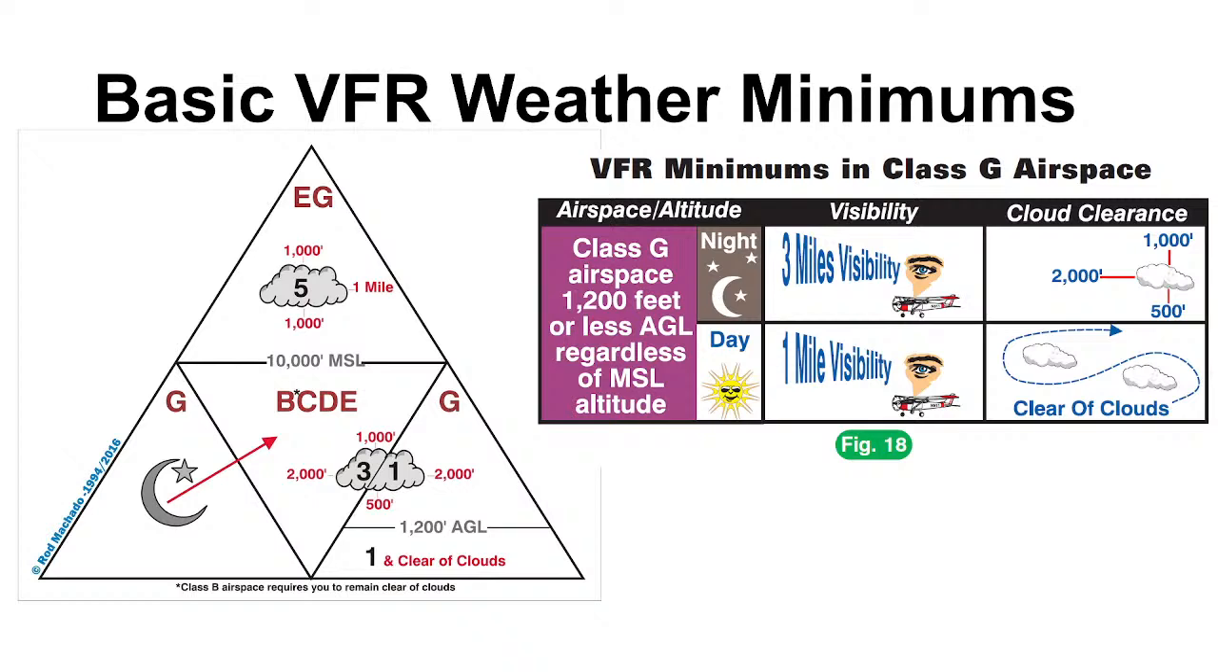Have you guys ever seen this triangle before? My suggestion would be to Google it on YouTube. It is a way to learn and memorize the cloud clearances and visibility requirements for the different airspace. Class G: 1 mile in clear of clouds during the day, but you need 3 miles at night. 1,000 feet above, 500 feet below, 2,000 feet lateral.